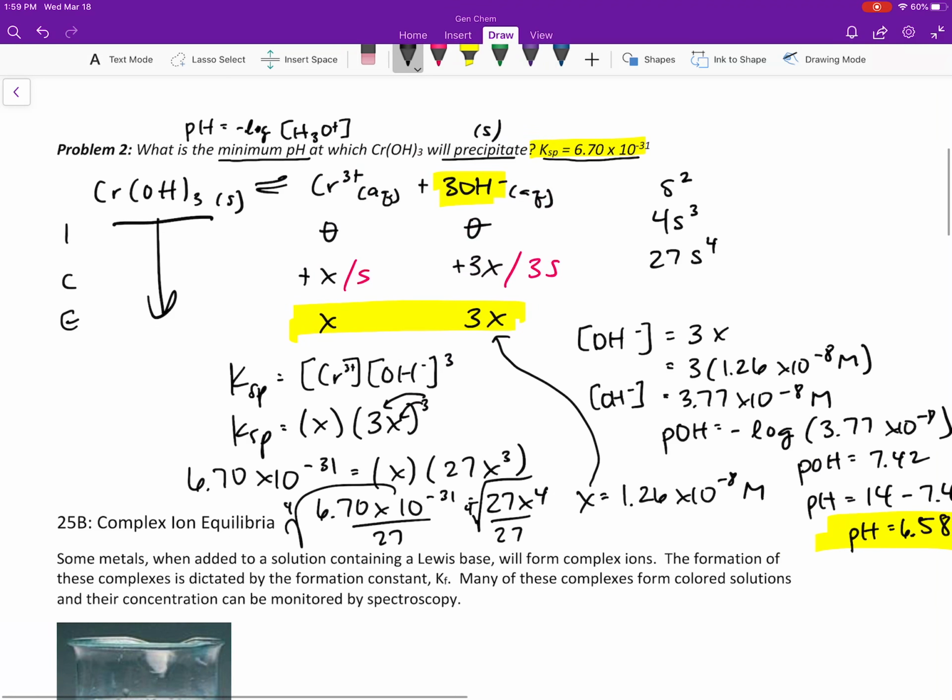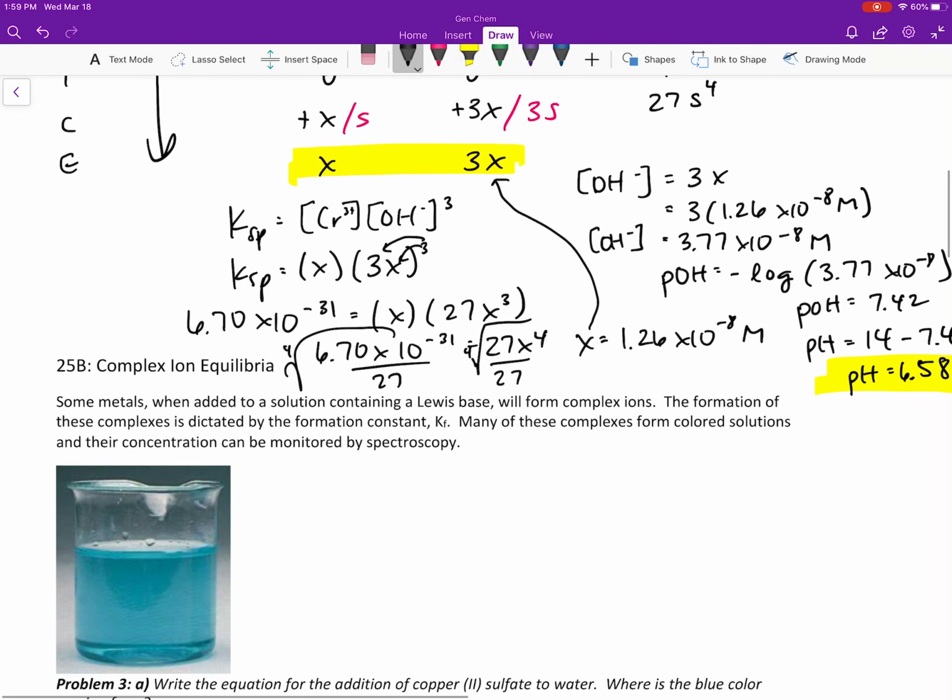All right. On the next video, we're going to do 25 Part B, Lesson 25, which is complex ion equilibrium, and then we'll break the last couple of problems maybe into some separate videos.